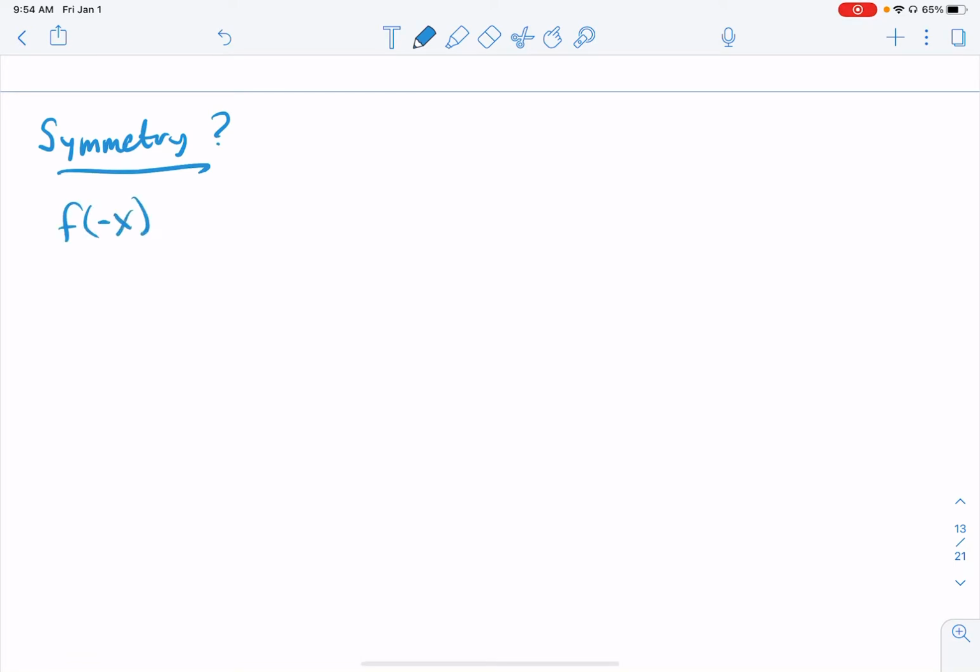It's very simple to see if a graph has symmetry. You just plug in negative for your x. So symmetry? All right, so I'm going to take negative x, plug it in for x, and see what happens. If I stick in a negative for my x over the square root of negative x quantity squared plus 2, the negative up top stays, but on the bottom, I'm squaring that negative, and it's going to go away.